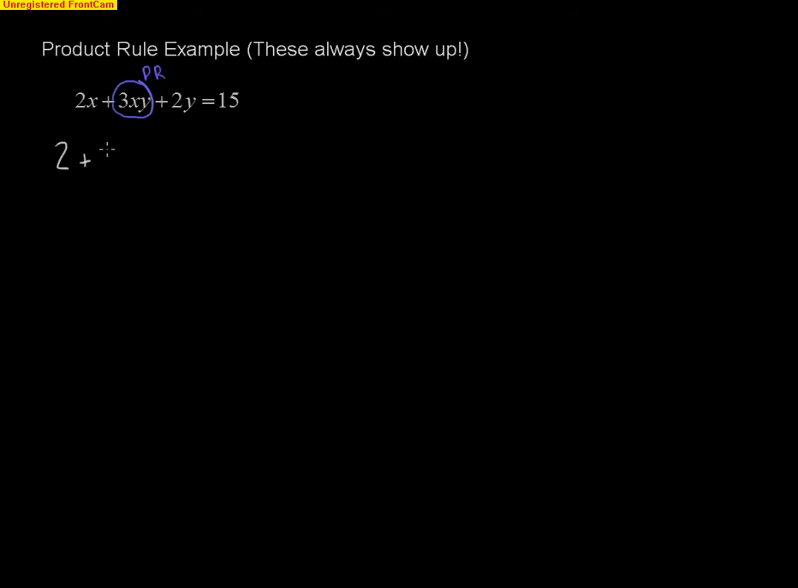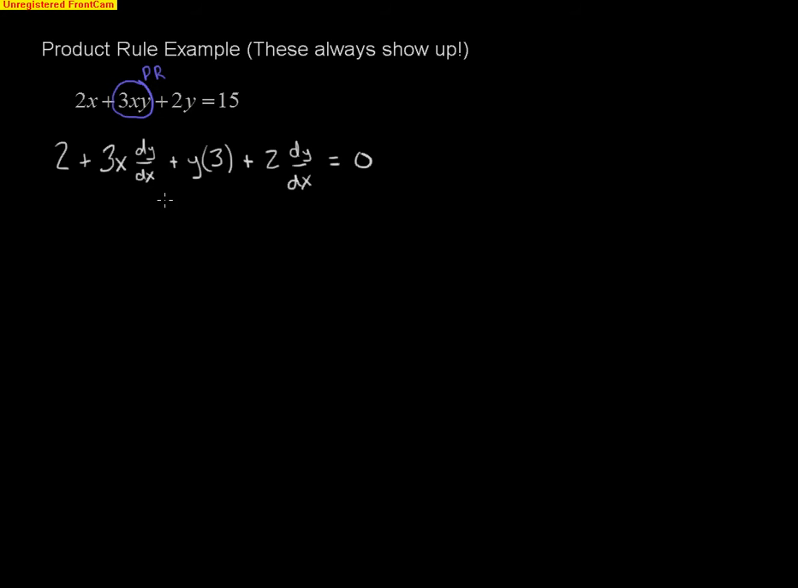So we know that that's first times the derivative of the second one. The derivative of y is just 1. And then we have to tack on a dy dx, plus the second times the derivative of the first. The derivative of 3x is 3. Alright, and then we got the derivative of 2y, which is just going to be 2 dy dx, and then the derivative of 15 is 0.